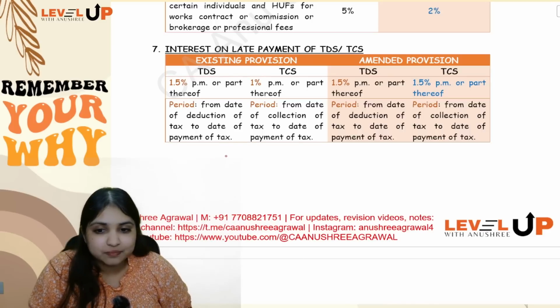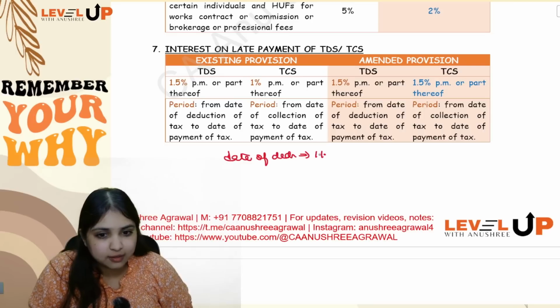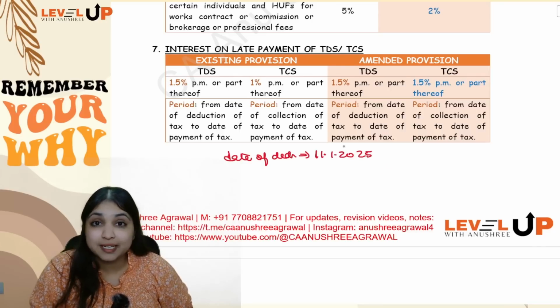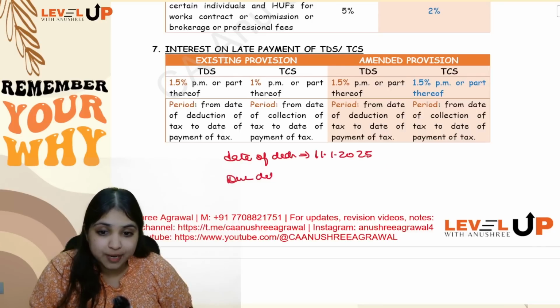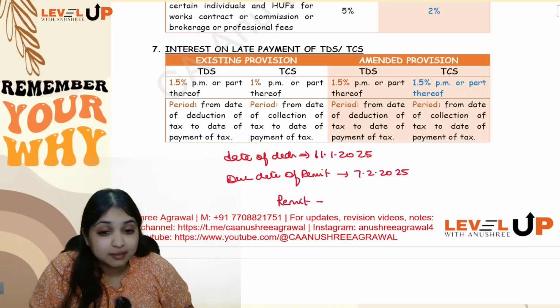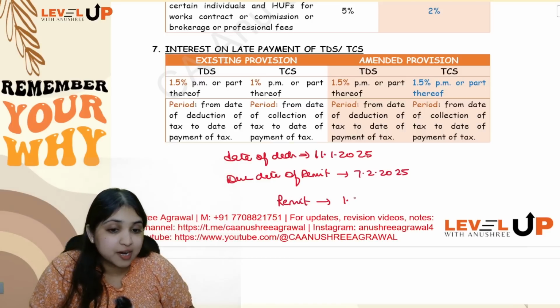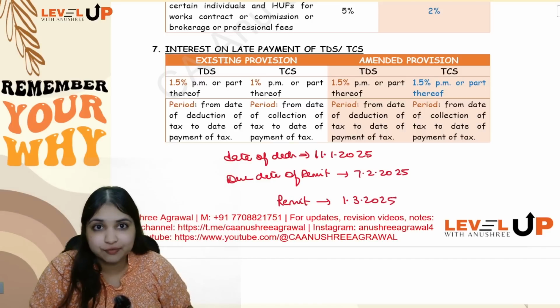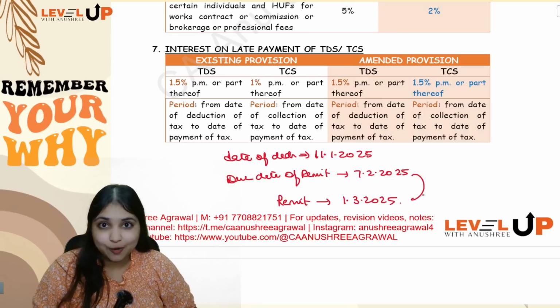Let us say tax was deducted. The date of deduction of tax was, for example, 10th or 11th of Jan 2025. Now you're supposed to remit it by the due date of remittance, let us say by the 7th of February 2025. But you actually remitted the TDS only on the 1st of March 2025. So this is the period of delay, right?